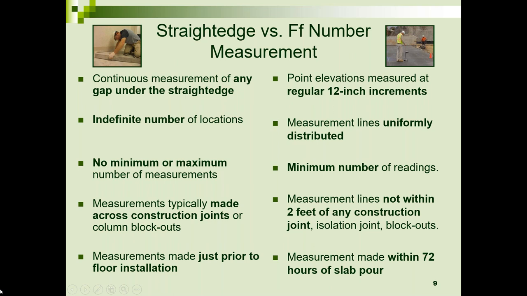These two measurement systems, straight edge versus FF number, are distinctly different measurement methods. There are differences in the number of measurement locations, minimum and maximum number of measurements, but it's the bottom two bullet points. Measurements are made just prior to floor installation for a straight edge, but measurements are made 72 hours after the slab pour for FF numbers, and that causes the biggest problems when it comes to tile installation.